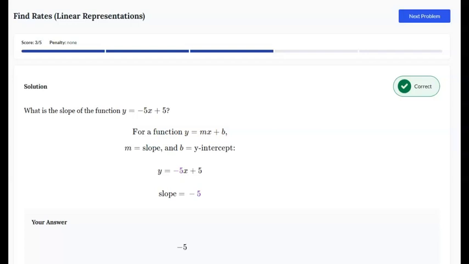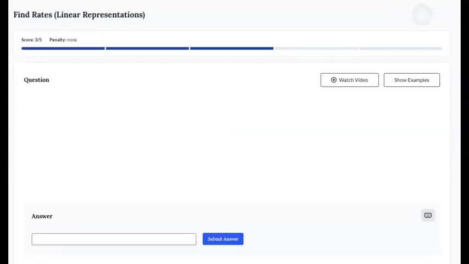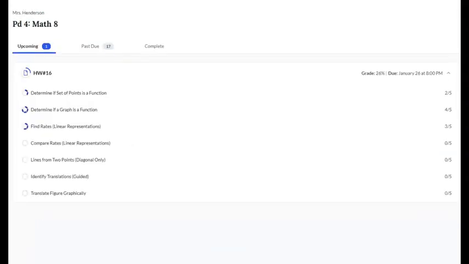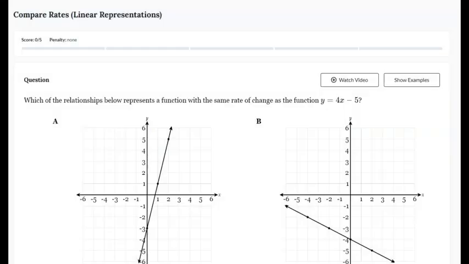All right, those are the three forms you can be asked. Let's take a look at the next topic, comparing rates. So again, we're going to do the same thing as before. We've got our different formats, and we need to read carefully to see what they want. They want something that has the same rate of change as this equation.